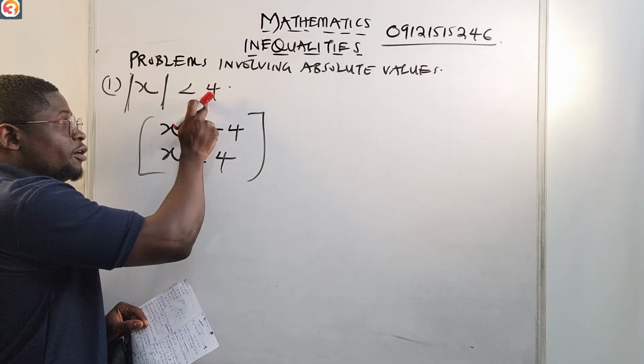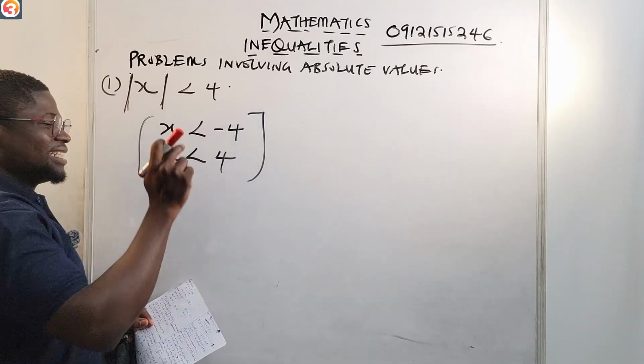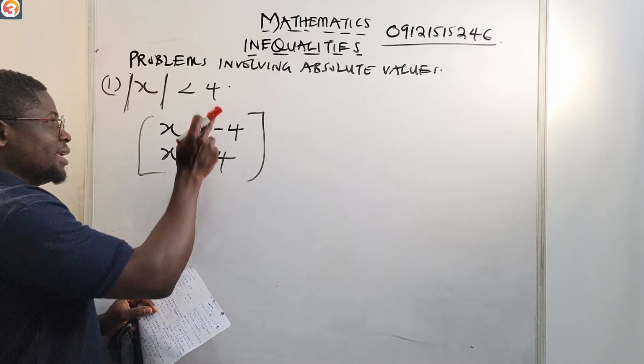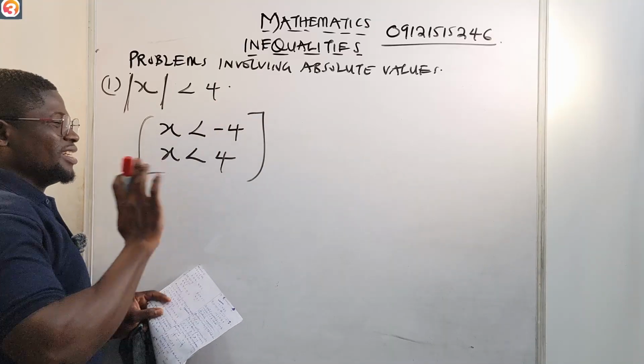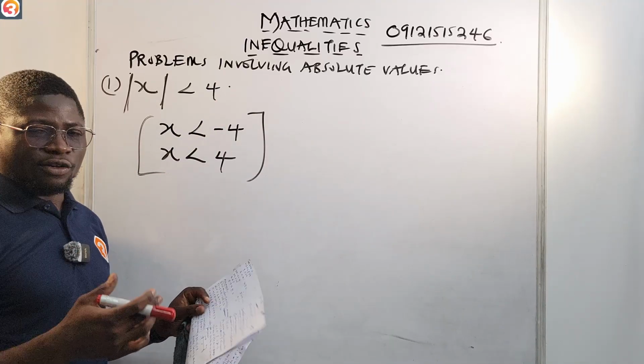This is positive 4 before. S less than minus 4 and S less than positive 4. These are the two versions. Okay, then you can solve.